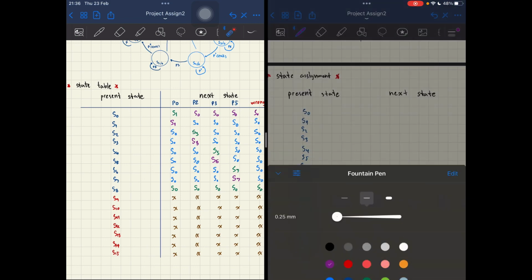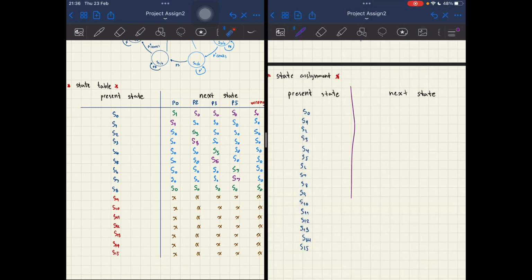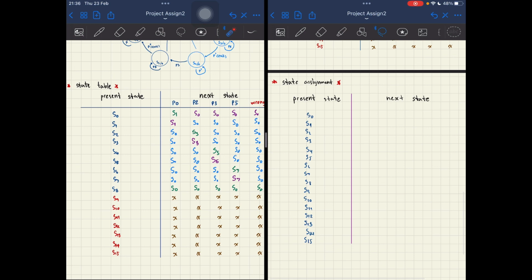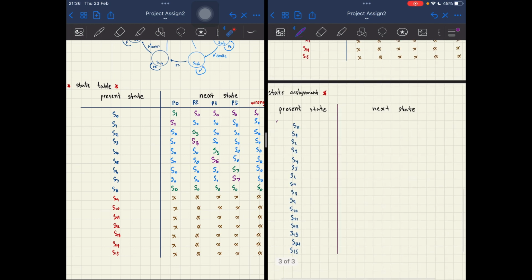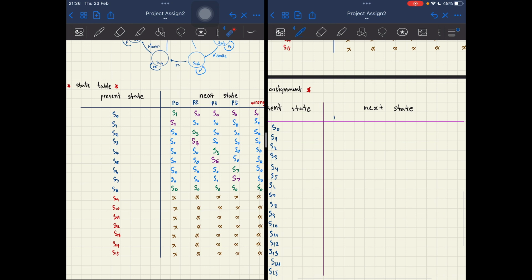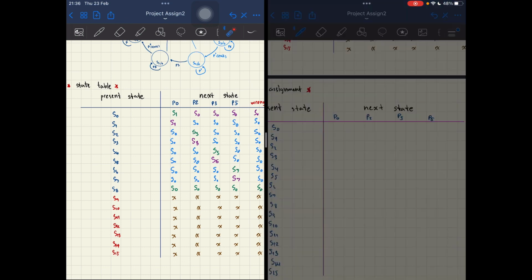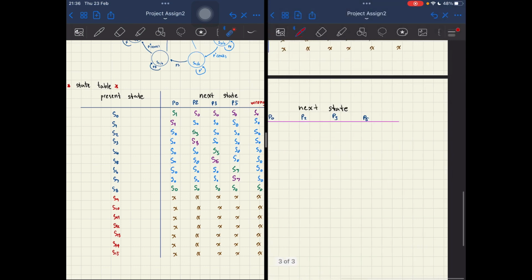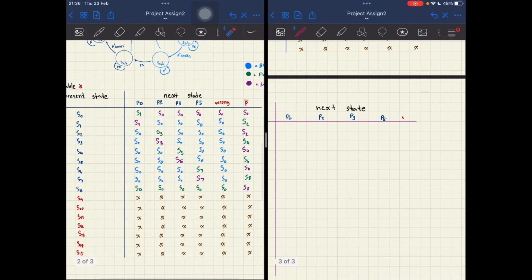And then I will draw the line to separate present state and next state. As I told you, it is similar to the state table. And here we have the line. We have P0, P2, P3, P5, and then wrong case.